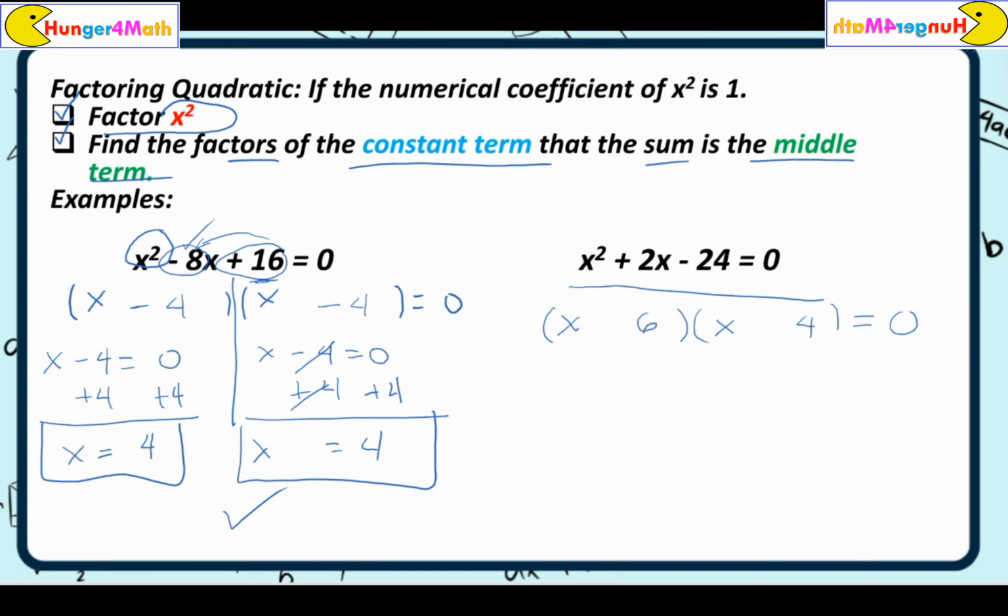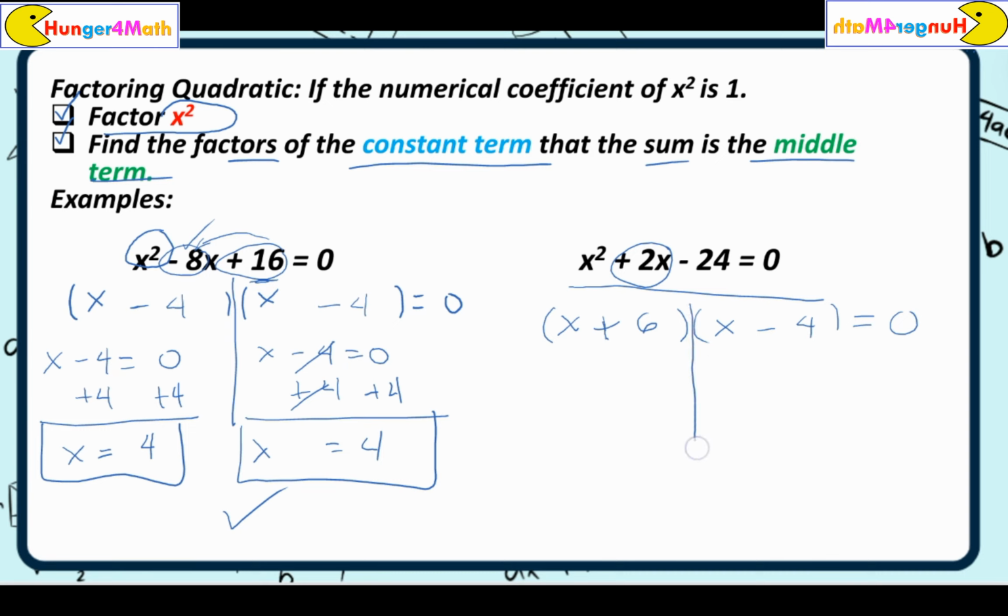And then it should be negative once we multiply, but once we add, it should be positive. So the 6 should be positive and the 4 should be negative. So that 6 times negative 4 is negative 24, and 6 minus 4 is positive 2, which is the middle term.